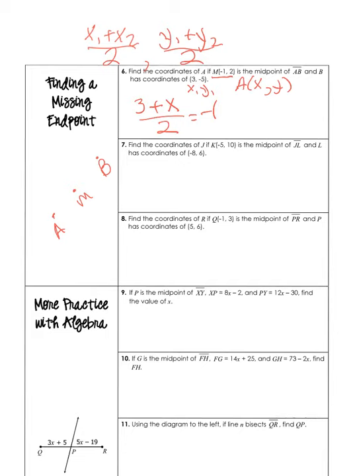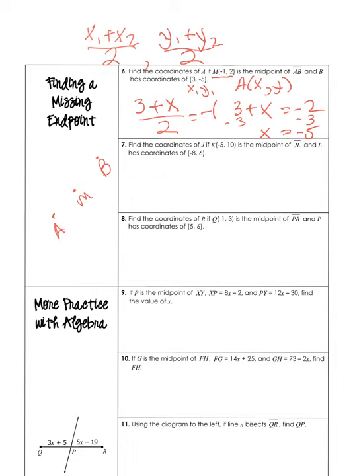Now to solve this, I need to cross multiply, and that gives me 3 plus x equals -2. Subtracting 3 on both sides, I get x is -5.